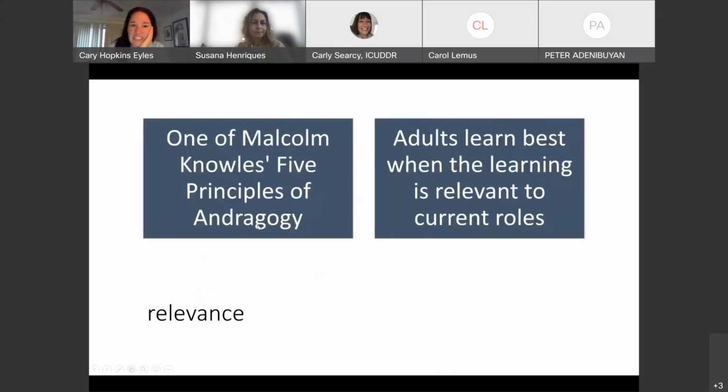So let's talk about relevancy. So this is another one of the principles of andragogy. And this is the idea that adults learn best when the learning is relevant to their current roles. So, we talked a little bit when we started about what you guys wanted to learn and what you're bringing to the table for this. And that's to this point. Like, I may be interested abstractly in, I don't know, some clinical skill that I don't use these days because I'm not doing clinical work.